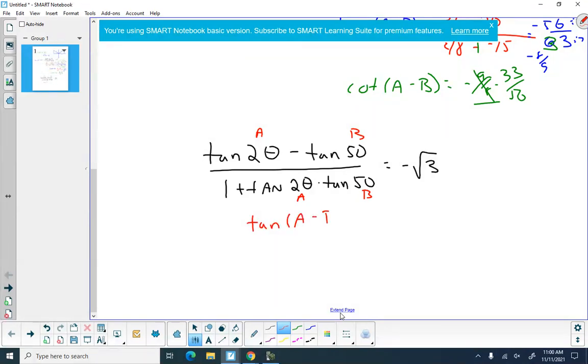So the tangent of A minus B, okay, is your tangent A minus tangent B over 1 plus tangent A tangent B. Okay, that's what we have there. Well, my A is 2 theta and my B is 50. So we have the tangent of 2 theta minus 50 is equal to negative square root of 3.